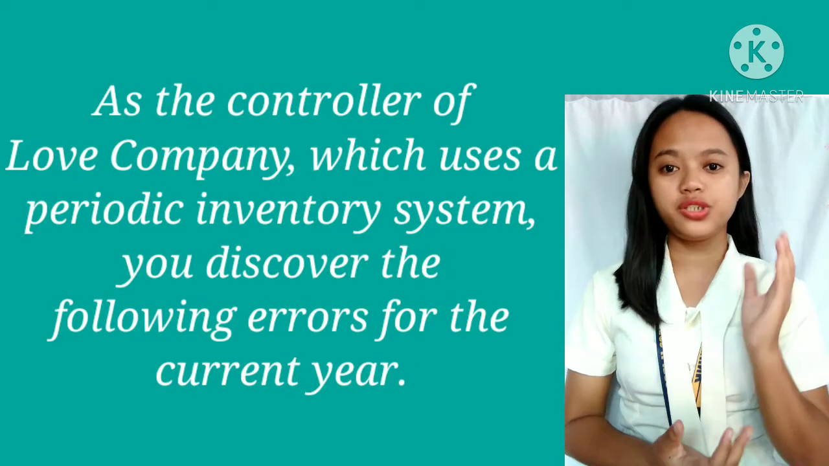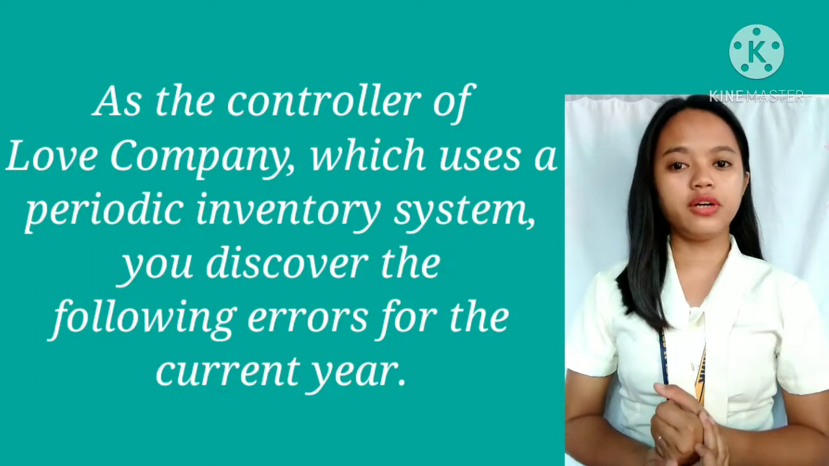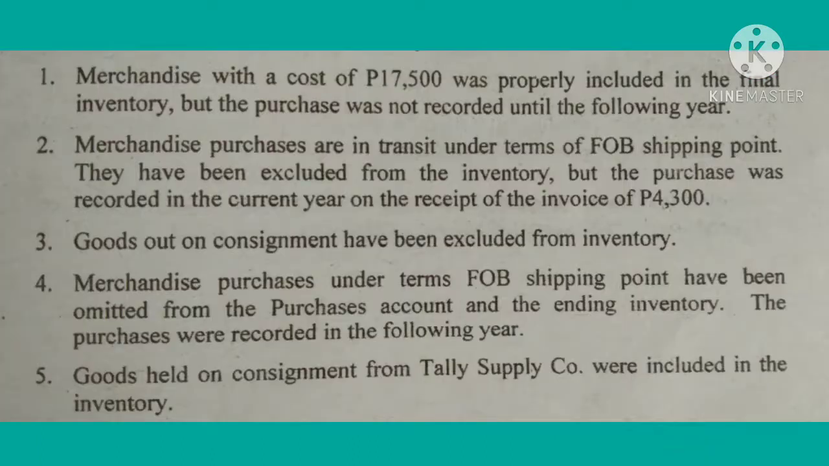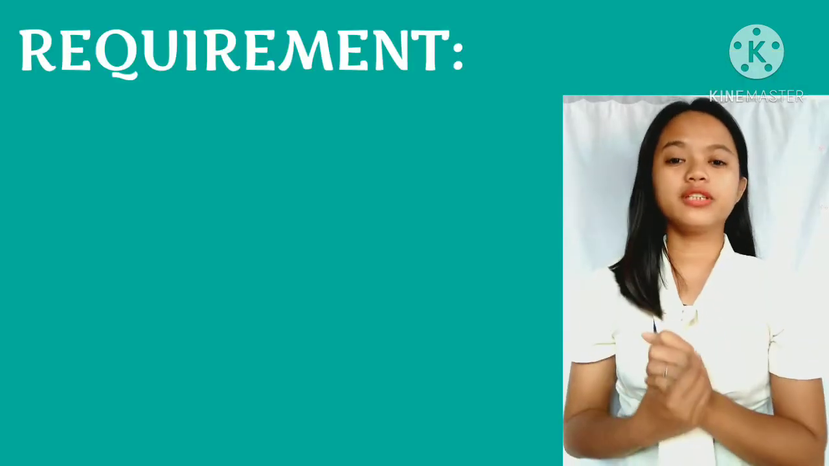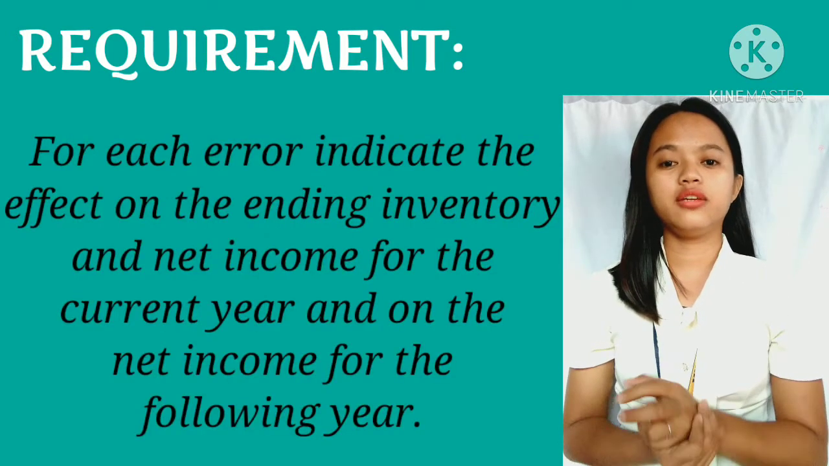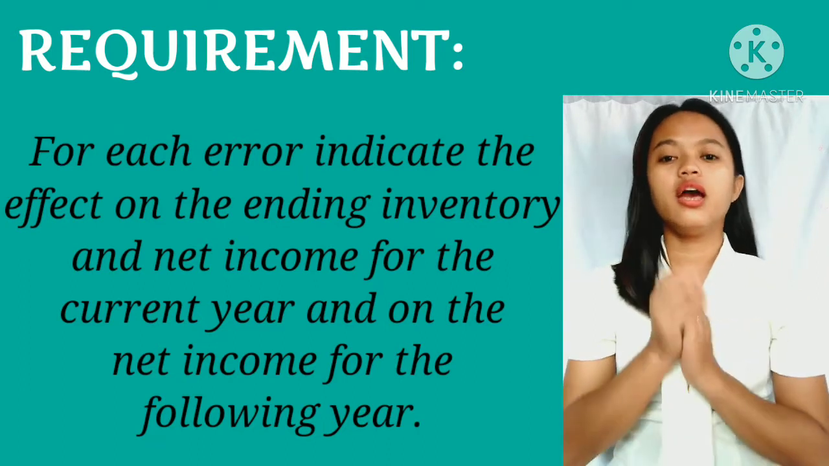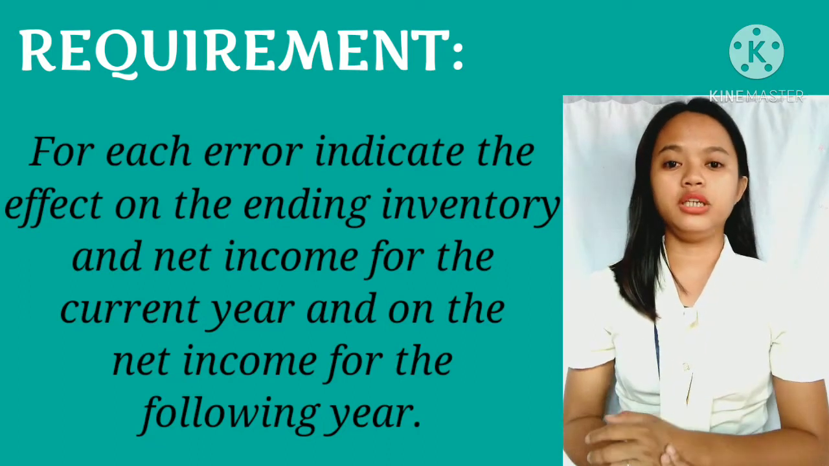This is the case. As the controller of Love Company, which uses a periodic inventory system, you discover the following errors in the current year. The requirement for this case is that for each error, you indicate the effect on the ending inventory and the net income for the current year, and also the net income for the following year.